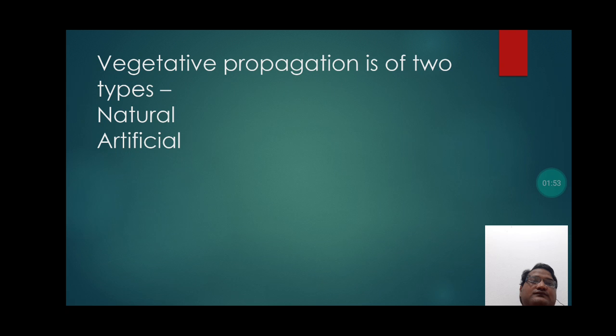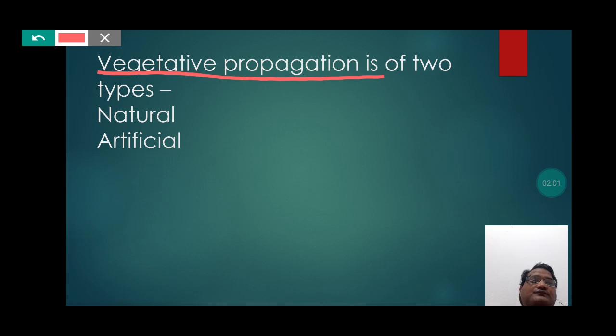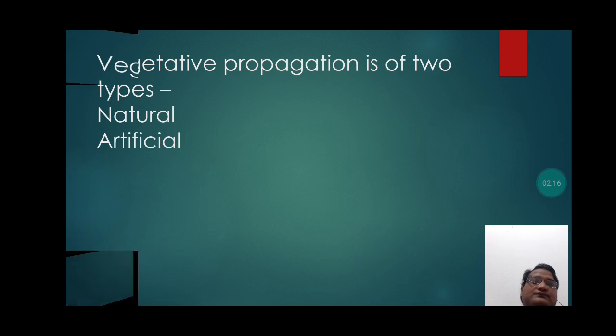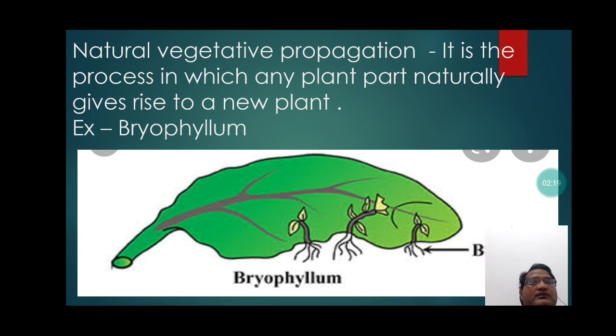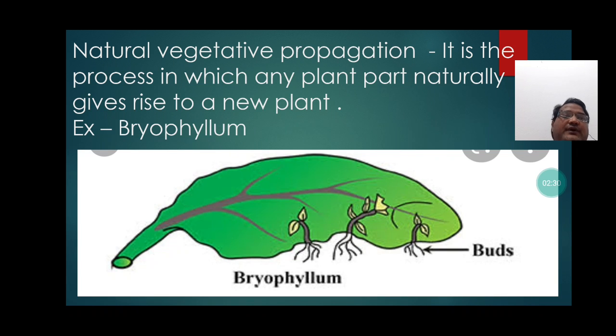Vegetative propagation is of two types, natural and artificial. So students, vegetative propagation can be broadly divided into two types, which is natural vegetative propagation and artificial vegetative propagation. Natural vegetative propagation. It is the process in which any plant part naturally gives rise to a new plant.